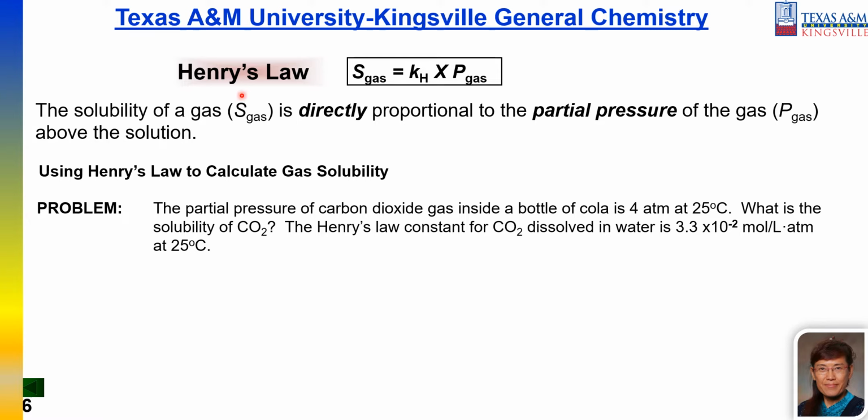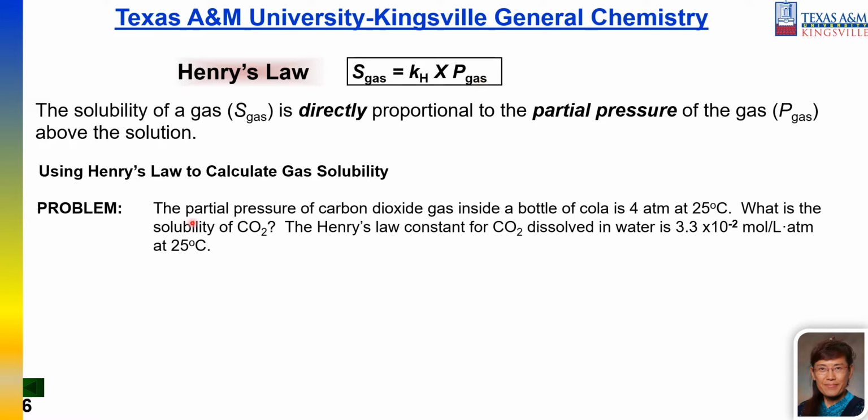About the solubility of your gases, we use Henry's law to determine it. Henry's law states the solubility of a gas, S gas, is directly proportional to the partial pressure of the gas above the solution. The equation is solubility equals KH multiplied by the partial pressure of that gas. This gas is whatever you are going to study.